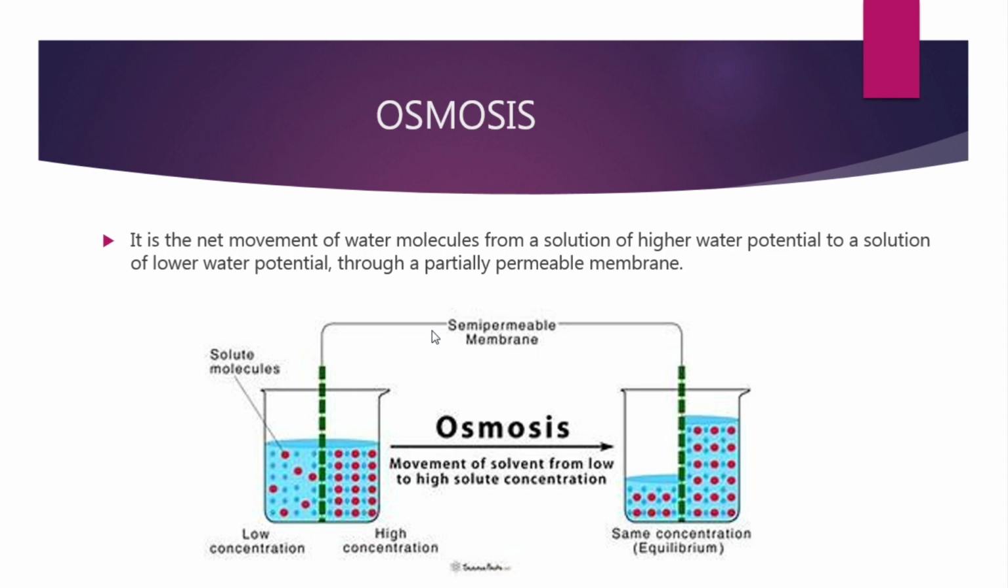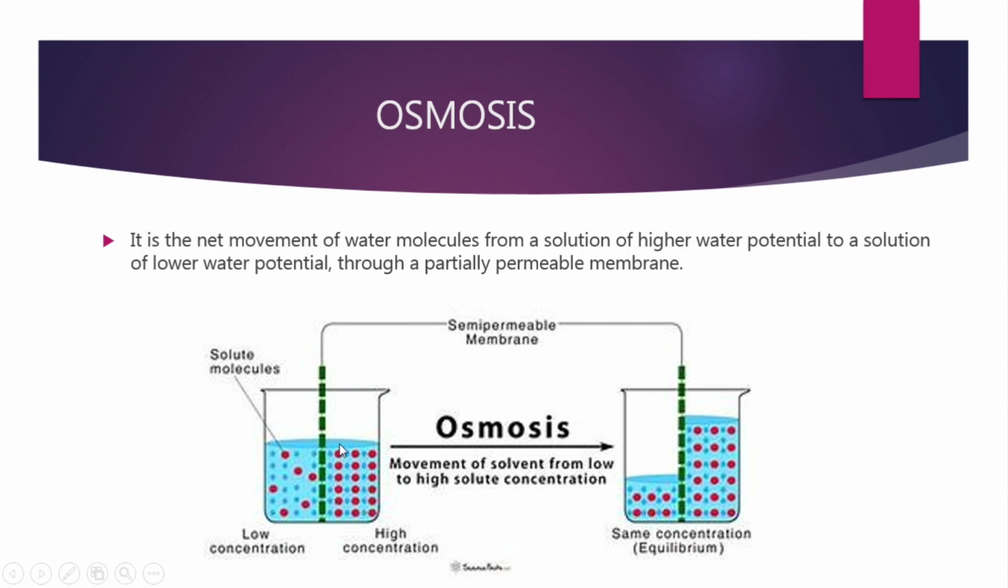So water potential is related to osmosis. Osmosis is the net movement of water molecules from a solution of high water potential to a solution of lower water potential through a partially permeable membrane. This definition is the same as the definition of diffusion, but there are a few changes. Instead of the words concentration gradient, the word potential is used, and there is one addition, which is that osmosis only occurs through a partially permeable membrane.